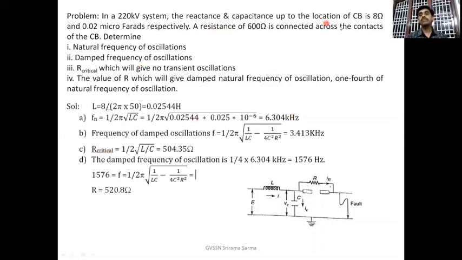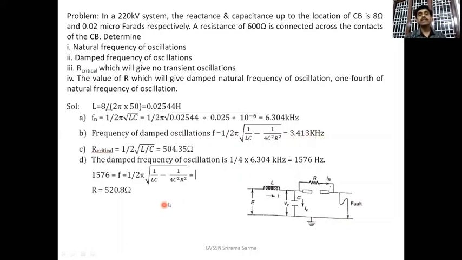So from the given reactance value of 8 ohms, we can calculate the inductance, which is XL by 2πf, 0.0254 henries. Natural frequency of oscillation is 1 by 2 pi root LC. If you substitute the L and C values, you will get 6.304 kilohertz. Frequency of damped oscillations is 1 by 2 pi square root of 1 by LC minus 1 by 4C square R square. If you substitute the L, C, R values, 3.413 kilohertz.